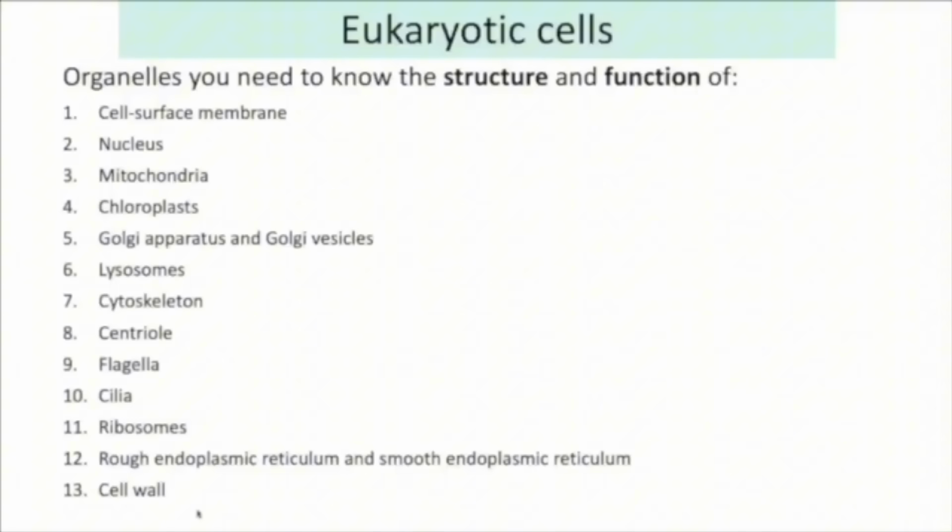Flagella are not actually found on all eukaryotic cells. They're found on some, so for example, sperm cells. And it's this whip-like tail structure, and the function is for mobility. It is also sometimes a sensory organelle for chemical stimuli. Cilia, again, are not on all cells, and these are hair-like projections that come out of the cell itself.